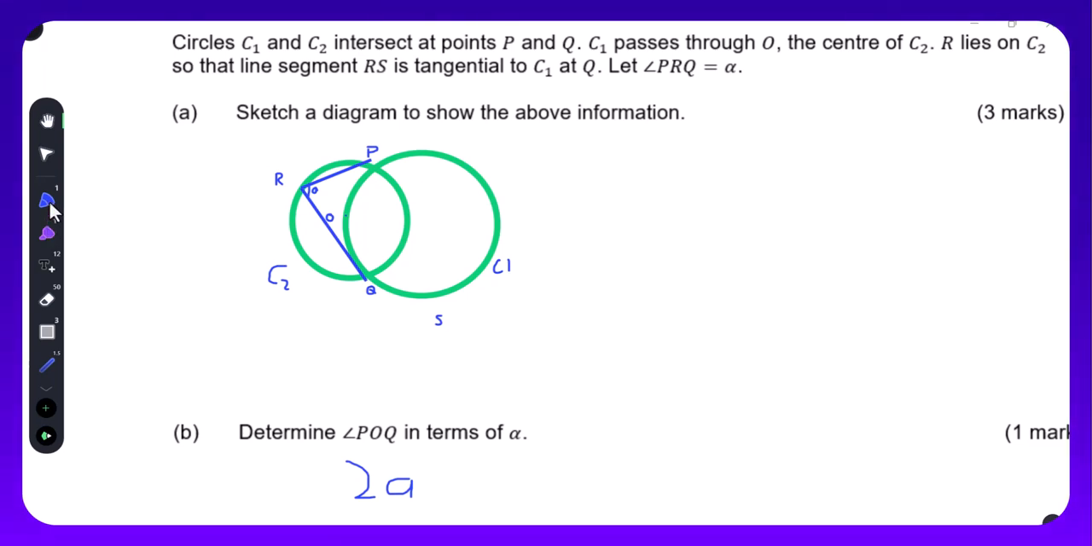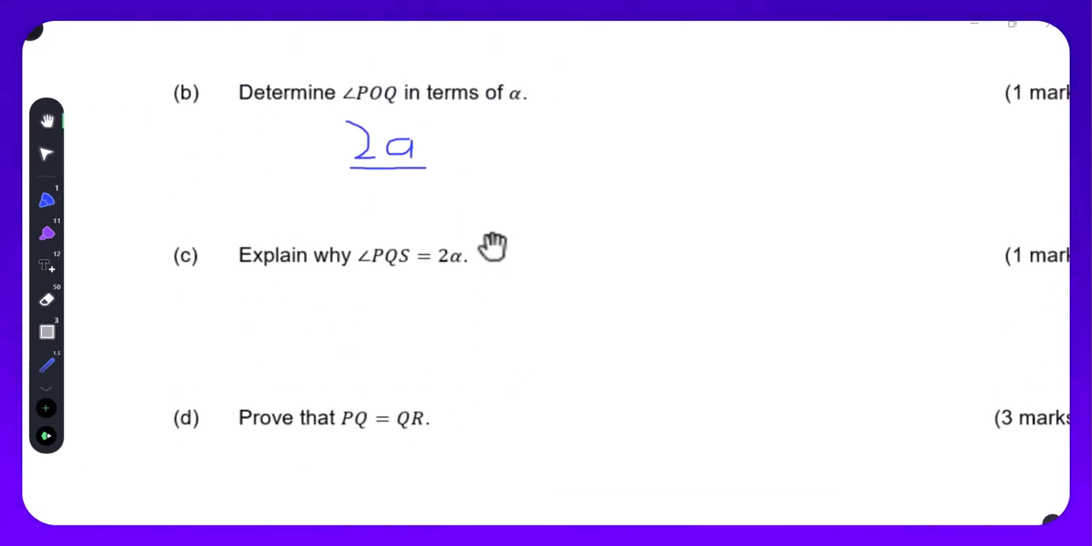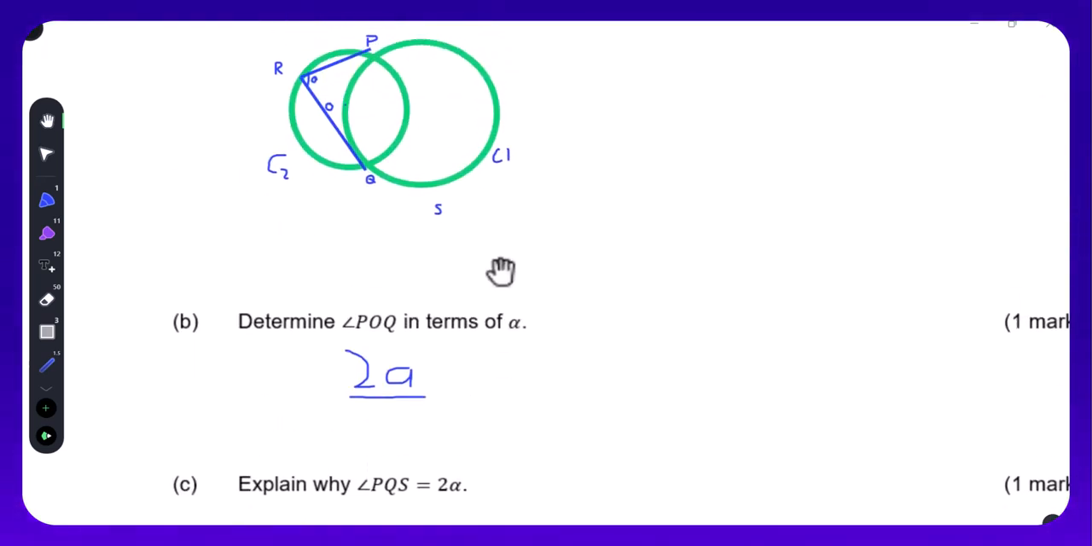With POQ, if I end up having this angle here, P to O to Q, you end up getting that arrow or Star Trek symbol looking thing. Your angle over here at the center is double that at the circumference, so that's going to be 2A. That should be fairly straightforward. That's 2A.